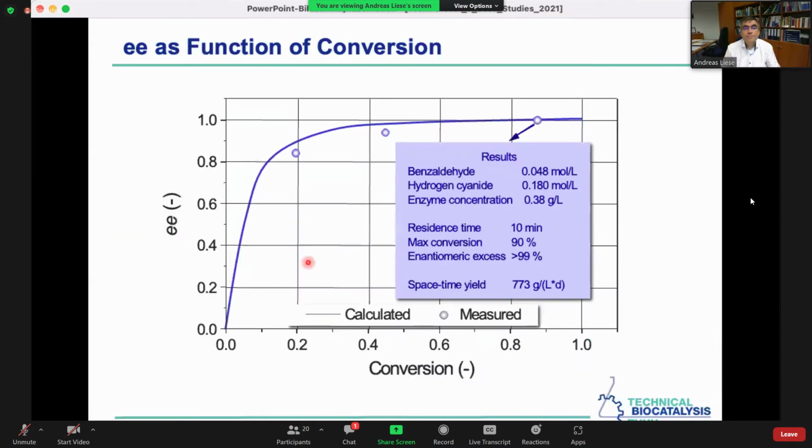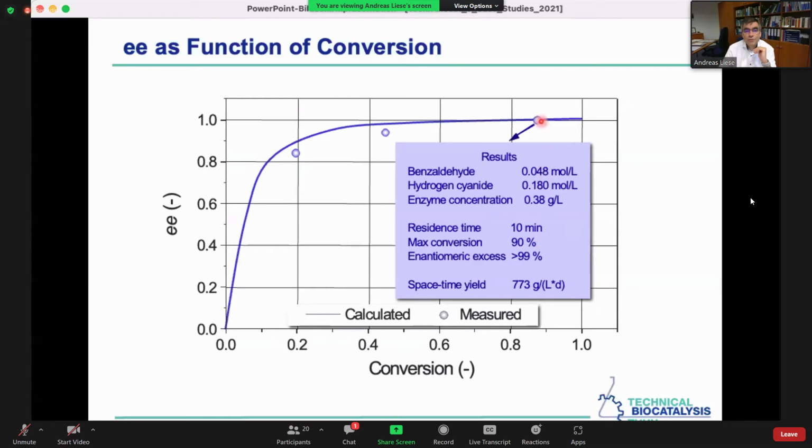Let's discuss this. This is the result we now see from the continuous operation of the CSTR: enantiomeric excess as a function of conversion. This is produced under these conditions, in an enzyme membrane reactor with a residence time of 10 minutes.